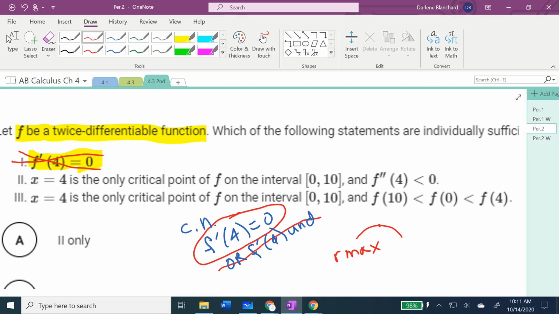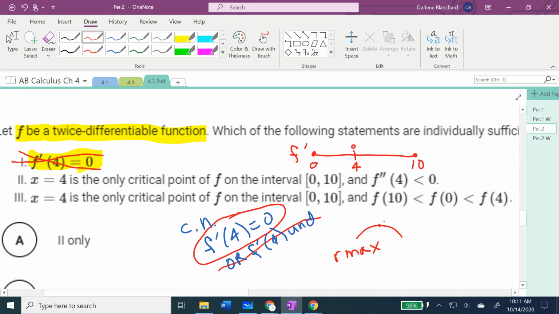And let me say this. If I were to make a chart for f prime, 0 to 10, I know that my only critical number is 4. I found that the derivative at 4 is equal to 0. And other than that, as I go from 0 to 4 and 4 to 10, 0 to 4 is either all positive slope or all negative slope. 4 to 10 is either all positive slope or all negative slope.